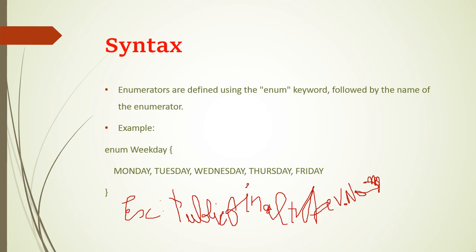A Java enumeration is a class type, although we don't need to instantiate an enum using the new keyword. So when we are going to use an enumerator, there is no need to instantiate with new. It is going to have the same abilities as that of other classes also. So this is the syntax part.